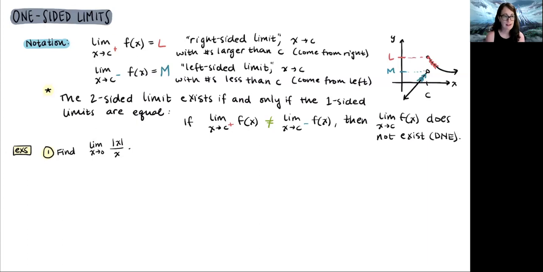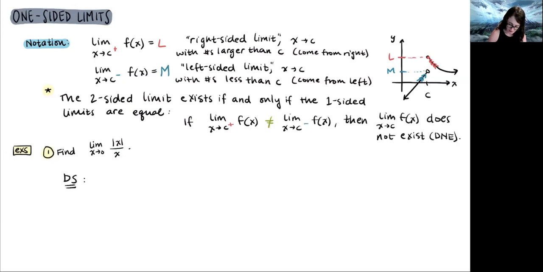Okay, so for example, let's look at the limit as x approaches 0 of the absolute value of x divided by x. If we just go down our list, we'll look at several different ways of seeing what the limit here is. The first thing we should always try is direct substitution.